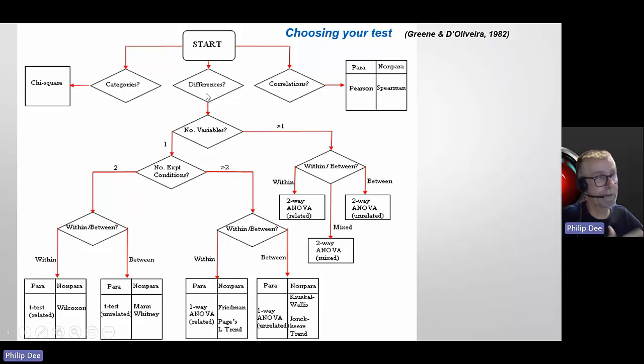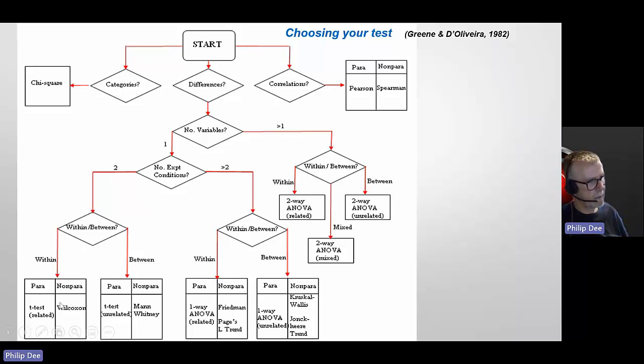Once you've said, okay, I'm looking at differences across groups, the first question you ask is, well, how many variables are you measuring? How many outcome variables? So if it's one, I go down this line. If it's two, I go down this line. Well, if it's just one variable, the simpler measure, the next question is, well, how many experimental conditions have you got? Well, that's another way of saying, how many groups have you got? If I've only got two groups, I'll go down this line and then it'll say, okay, is it a within or a between group measure? Well, within is a classic before and after, and between is that classic group A versus group B.